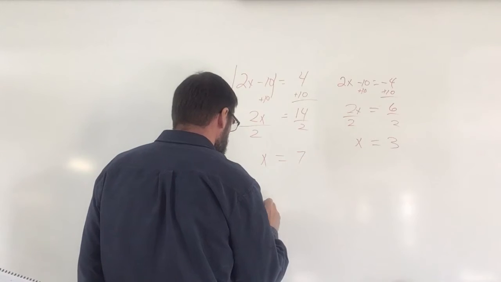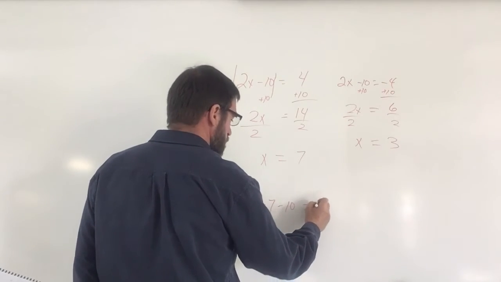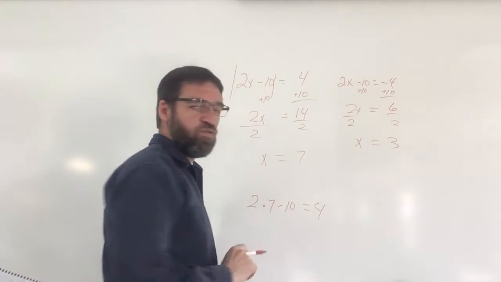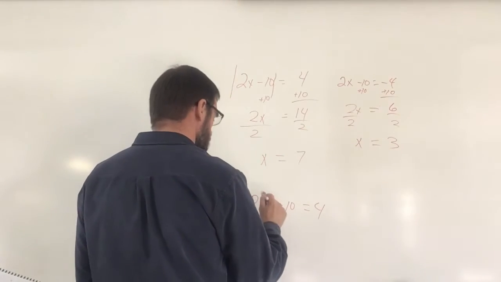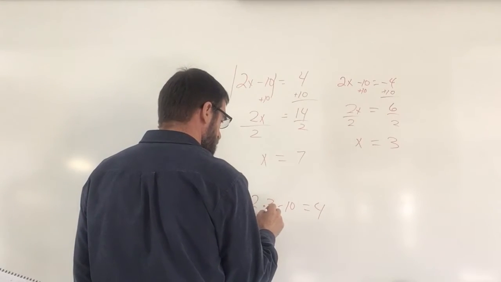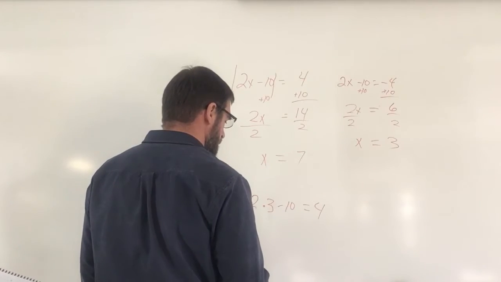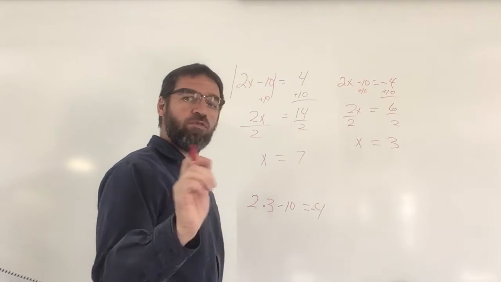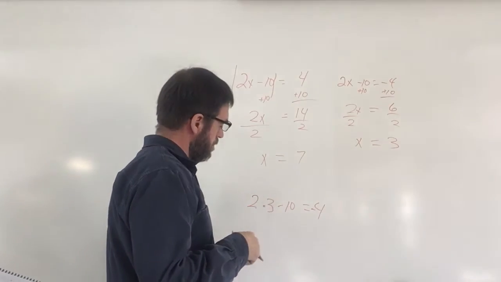Let's put it in. 2 times 7 subtract 10 equals 4. 2 sevens is 14. Subtract 10 equals 4. That one's correct. Okay, let's put this here. 2 times 3. 2 times 3 is 6. Subtract 10 makes me negative 4. That's right. Now that's what was wrong with my other number. I was supposed to have a negative answer.